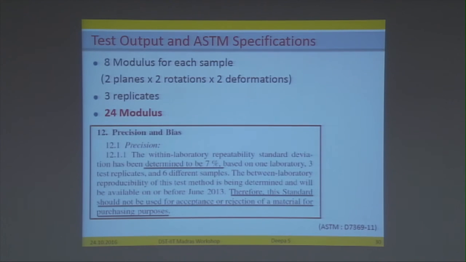From the test, we get 8 modulus values for each sample, because we have 2 planes, 2 rotations, and 2 types of recoverable deformation. So we have 2 into 2 into 2, that is 8 modulus values for each sample, and they ask us to do the test for 3 replicates. In total we have 24 resilient modulus values. The ASTM standard does not give a precise precision and bias statement. They say that the within-laboratory repeatability is 7%, based on 1 laboratory, 3 test replicates and 6 different samples.